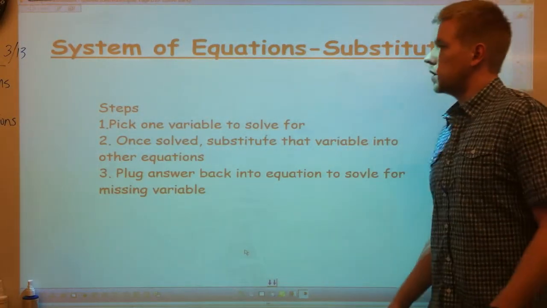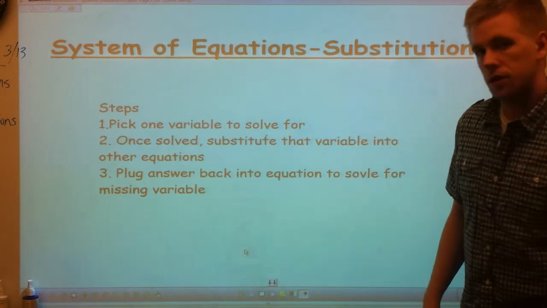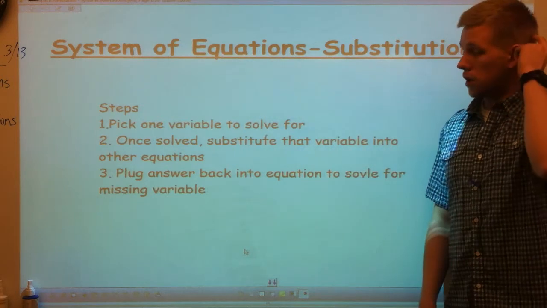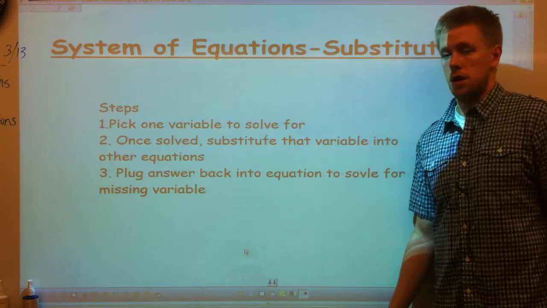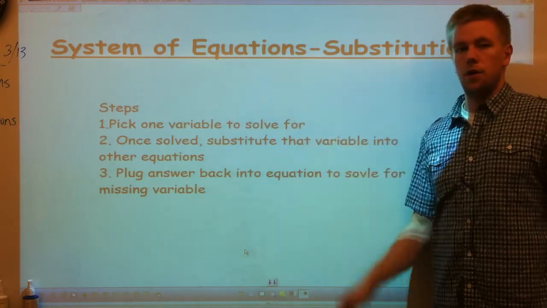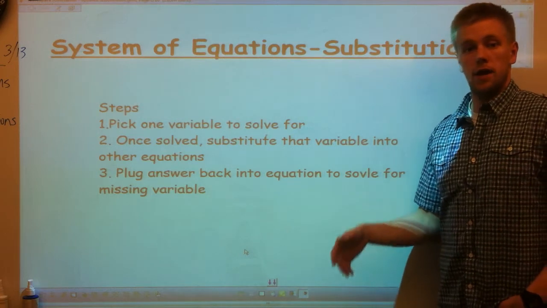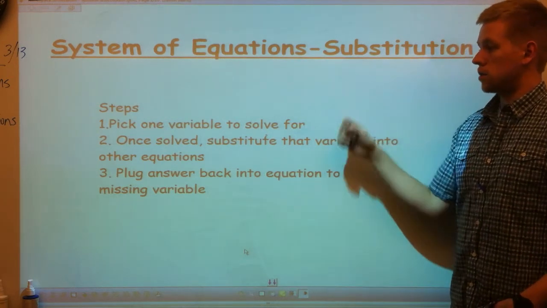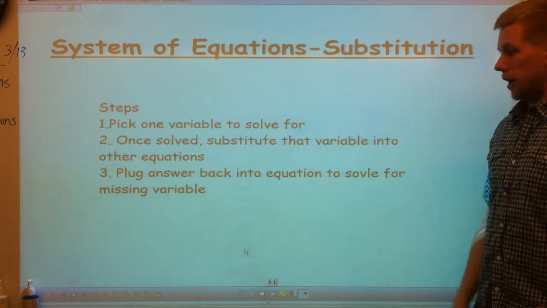Alright, today we're going to be doing something completely new, but it's using stuff that you already should know. It's called solving systems of equations, and we're going to use the substitution method to solve systems of equations. Now these equations are linear equations, so they're y equals mx plus b, or they're standard form ax plus by equals c. But we're going to use systems, and we're going to use the substitution method to get our answers.